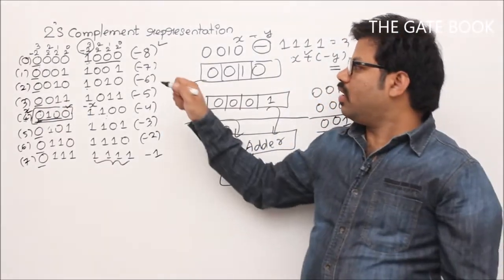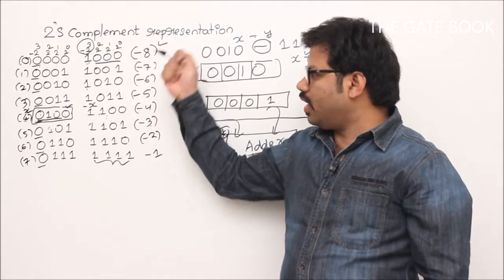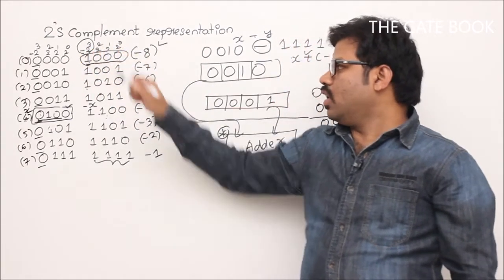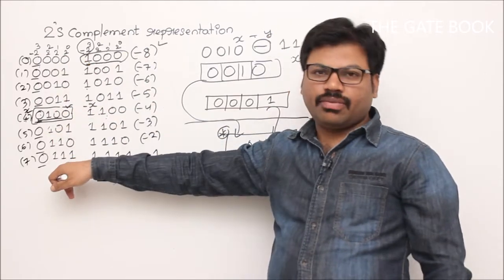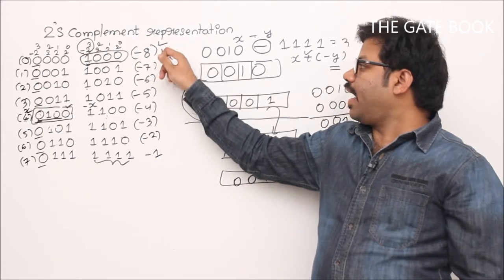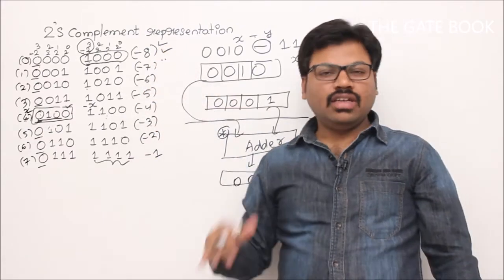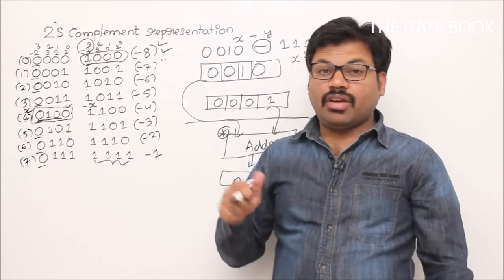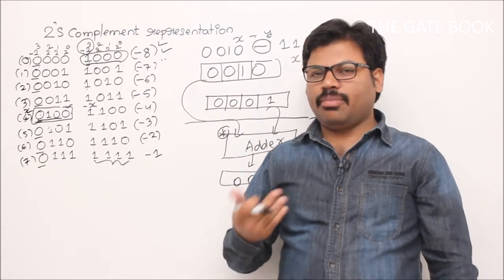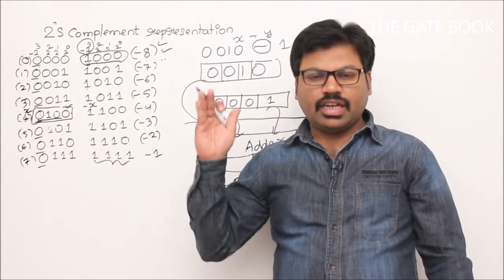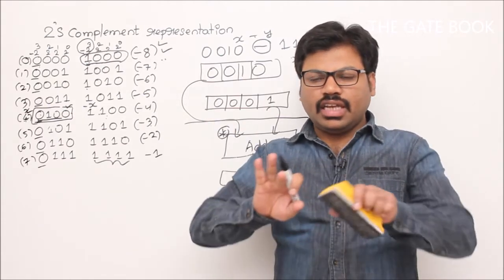The only disadvantage I can say is having an uneven distribution. You have 0 to 7, but here minus 8 to minus 1. See, there is one extra negative number in this representation. That means it is a little bit biased toward the negative side. But that's not a big disadvantage, don't worry. If you see 1's complement and sign magnitude, the numbers are equally distributed.